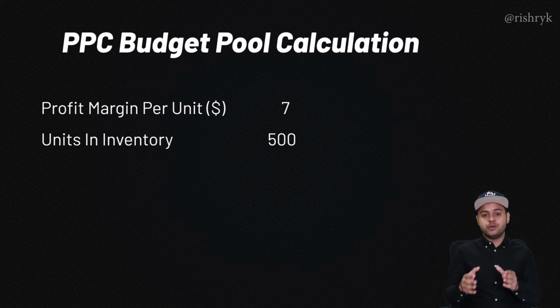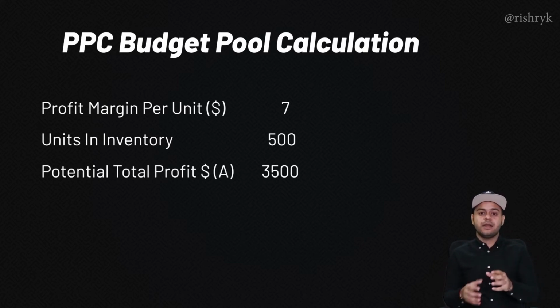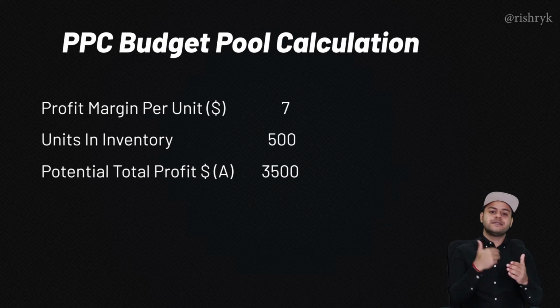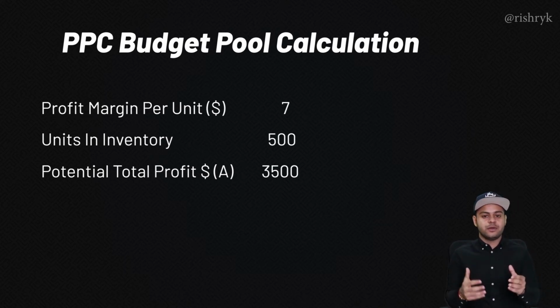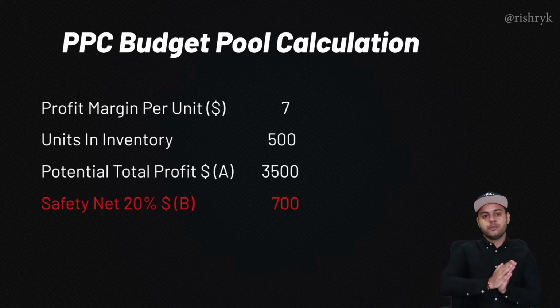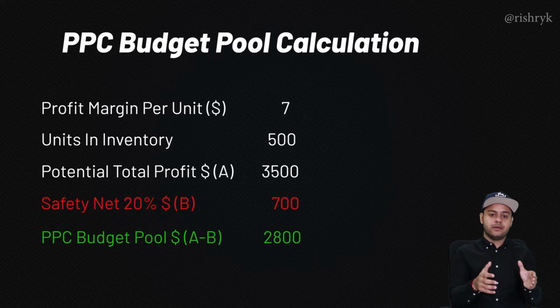When you multiply those two numbers, 7 times 500, you get 3,500. This is the potential profit that you can generate when you're selling those 500 units of product on Amazon. But that's not it. Now that we have a profit estimate, what I usually like to do is remove 20% off of it. So if you remove 20% from 3,500, that amounts to 2,800.